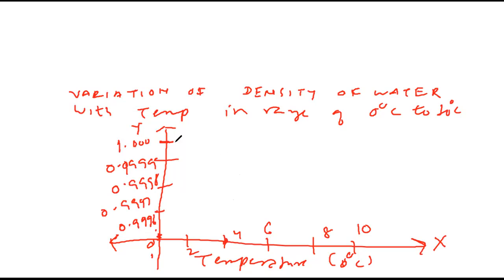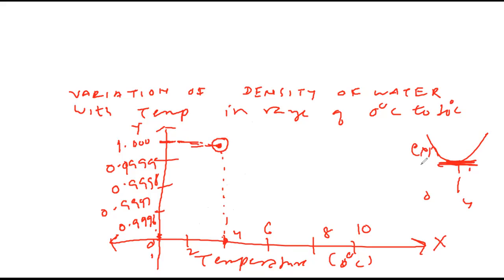Now tell me, at 4 degree, what was volume? Maximum or minimum? Minimum. Volume was minimum, na? At 4 degree. 4 to 0, it is expanding. And 4 onwards also, it is expanding. So if this volume is minimum, density is maximum, which is 1 at 4 degree.